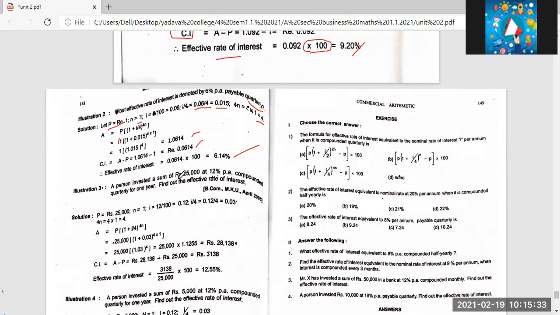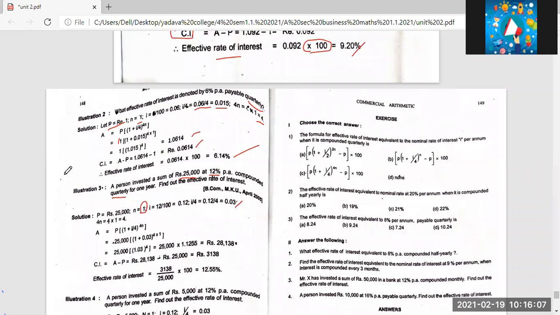Sum of amount, principal amount they have given. So far we have assumed it as 1 rupee. Here they have given 25,000. So 25,000 is the principal amount. N we have considered for 1 year. So they have given for 1 year. Then I, 12% they have given. So 12 divided by 100. Here quarterly, now 4. I divided by 4 is 0.12 divided by 4. So 0.03. So 4 into N, quarterly N, 4.